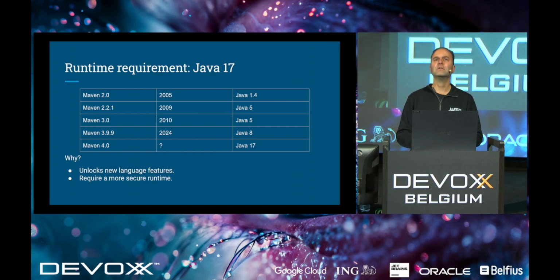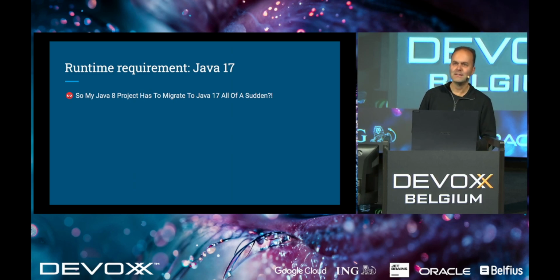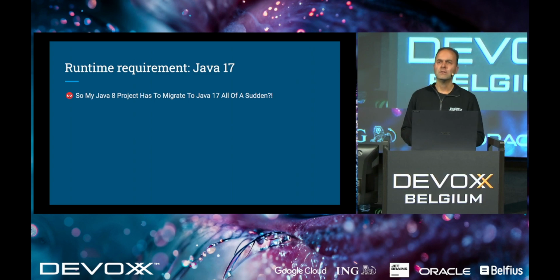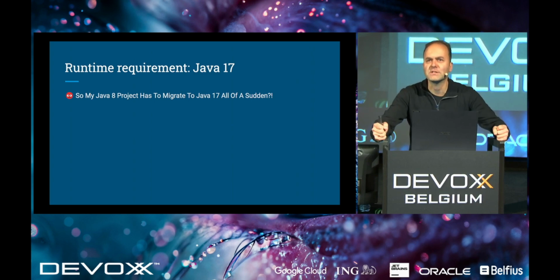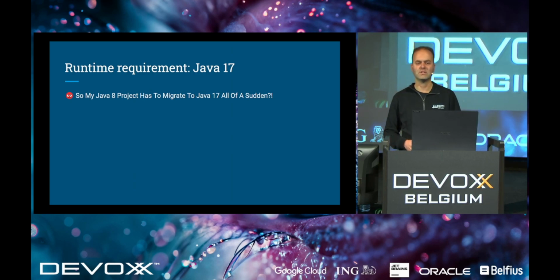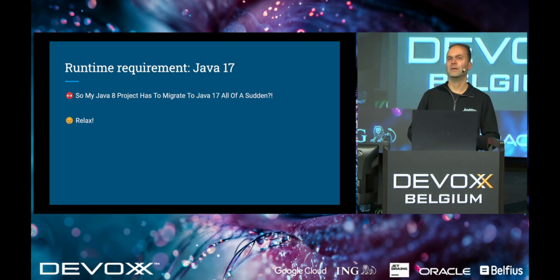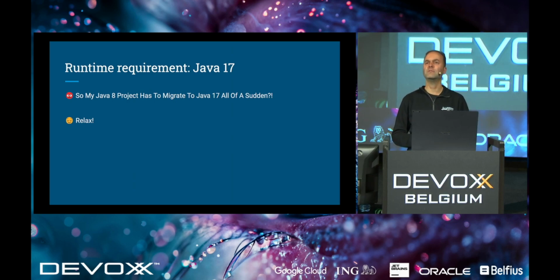Now, I'm actually waiting for people to shout something like this. No one? Oh, okay. That's a question that I got a few times when I mentioned this earlier. Does that mean that I have to migrate my project to Java 17 because you are going to use this new language feature? And the answer is no. If you still want to use Java 7 or Java 8, be our guest.